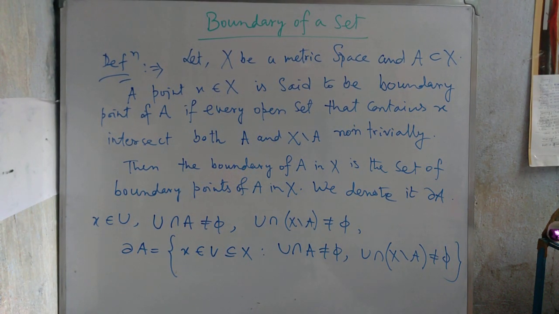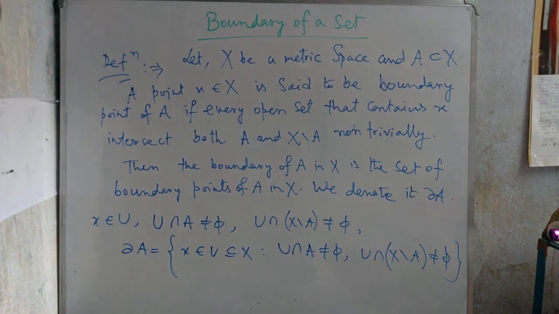We also denote it as the boundary of A. This contains those elements x contained in an open set U, where the open set intersection A is not equal to phi and the open set intersection A complement with respect to X is not equal to phi.